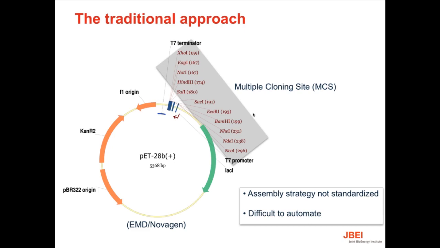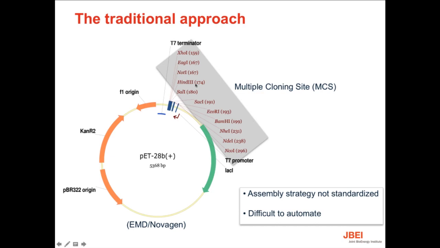But if you want to start putting together multiple inserts at the same time, or if you want to start thinking about automating your cloning with robotics, it becomes really challenging, because any particular cloning approach is going to be using different combinations of enzymes, so it becomes challenging to make a uniform master mix across all of your assemblies.